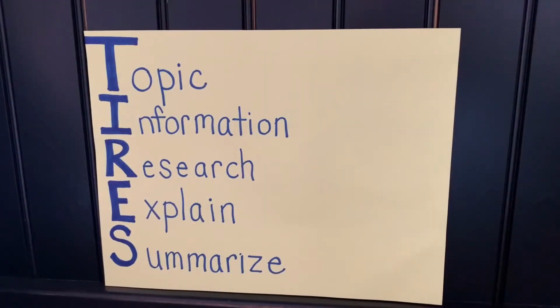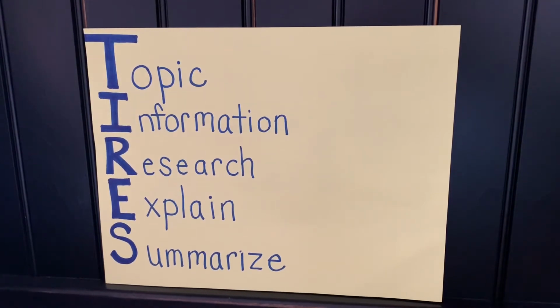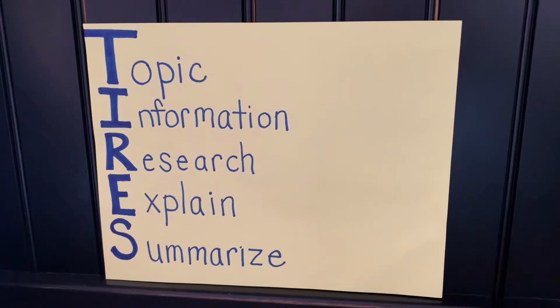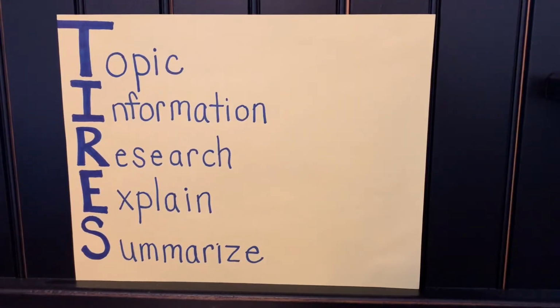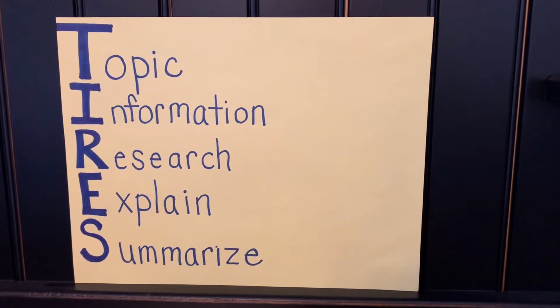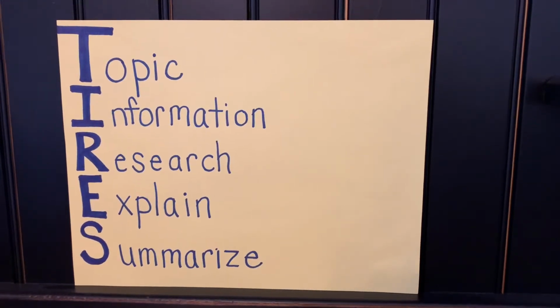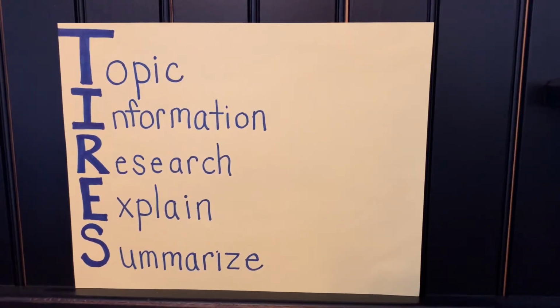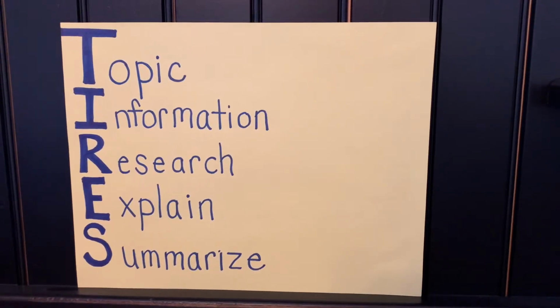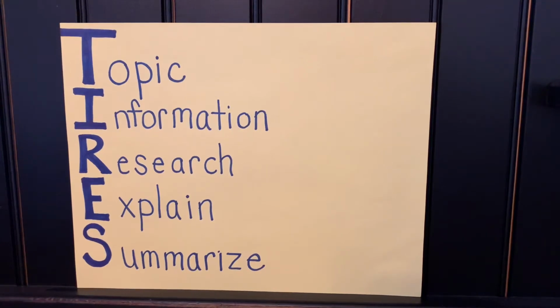One of the hardest parts about writing a main idea paragraph is knowing how to organize all this information. I like to use the acronym TIRES to help me keep all the information straight when I write a main idea paragraph. The T in TIRES stands for topic. You want to grab your reader's attention with a lead and state your thesis or overall topic of the paragraph in a topic sentence.